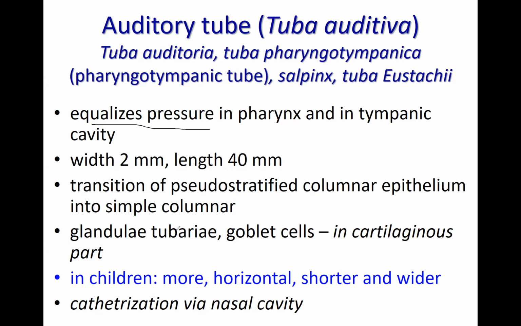As for histology, it is a bit more interesting as there's a transition, and the transition is smooth. There is no direct line of transition, so it's not sudden, but smooth. From pseudostratified columnar ciliated epithelium into simple columnar, and then in the middle ear cavity it gets cuboid and low cuboid, and it gets flat in the air cells. There are goblet cells and small tubal glands in the cartilaginous part.